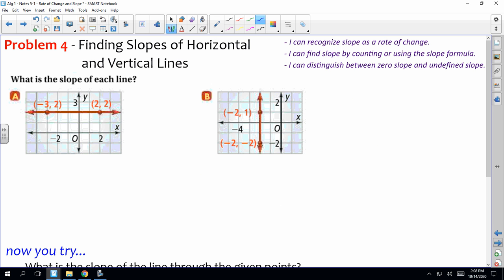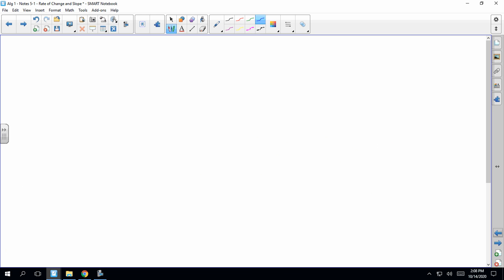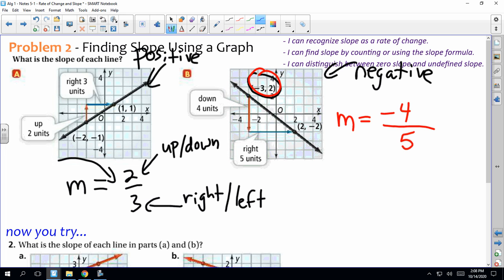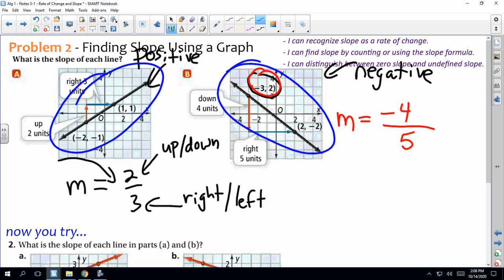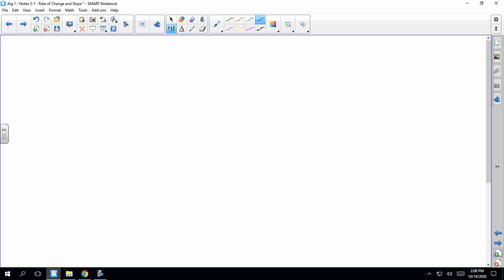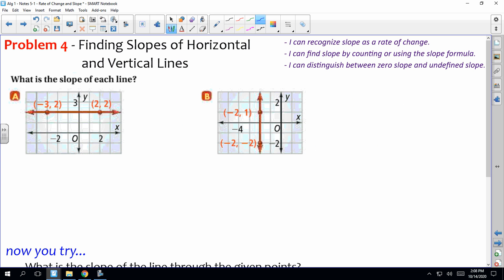All right, last one. So we talked about, let me go back here a little bit. We talked about a positive and negative sloping line. Let's go back to here. So we have this positive sloping line here, negative sloping line here. What about slopes of lines that are vertical or horizontal? We talked about those. So here's an example of one that's horizontal right here.